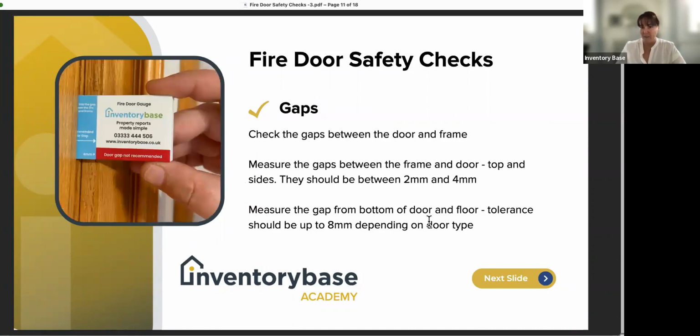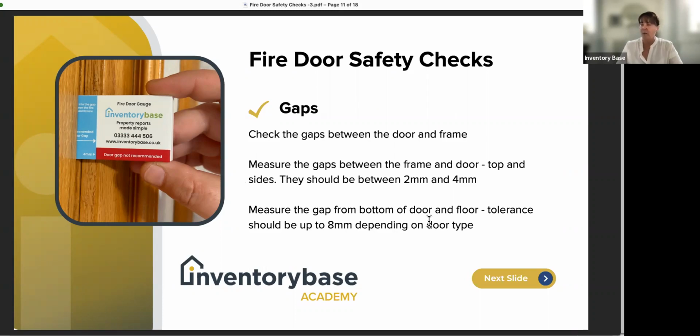You're also looking at gaps. So gaps between the door and the frame, because the smaller the gap, the less likely fire and smoke can get through the gaps between the door and the frame. And you're looking to measure these, and they should be between 2 millimeters and 4 millimeters.